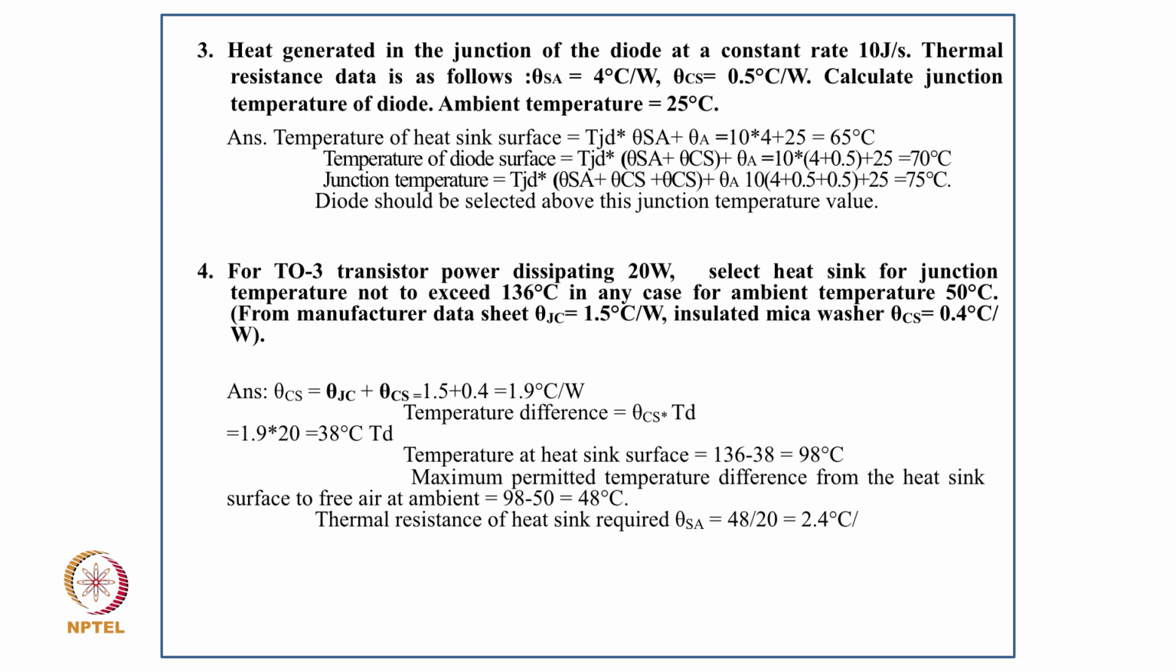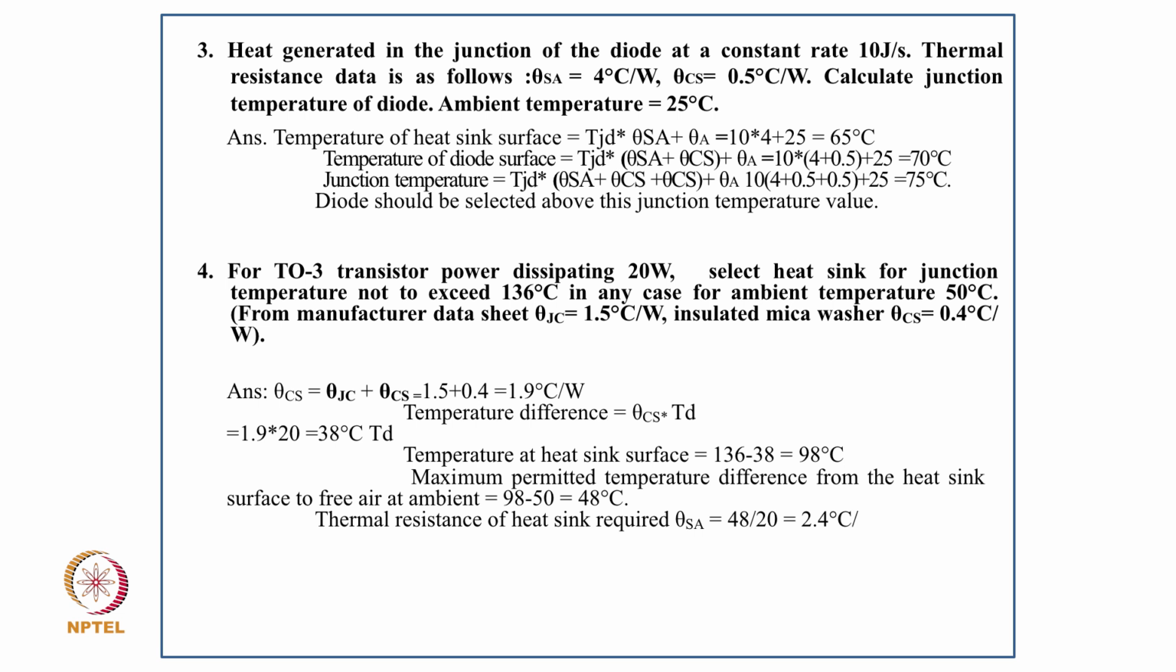Thermal resistance data is as follows: theta S equal to 4 degrees Celsius per watt and theta CS is 0.5 degree Celsius per watt. Calculate the junction temperature of the diode at an ambient temperature of 25 degrees Celsius. So the answer: temperature of heat sink surface is 10 into 4 plus 25, that is 65 degrees Celsius.